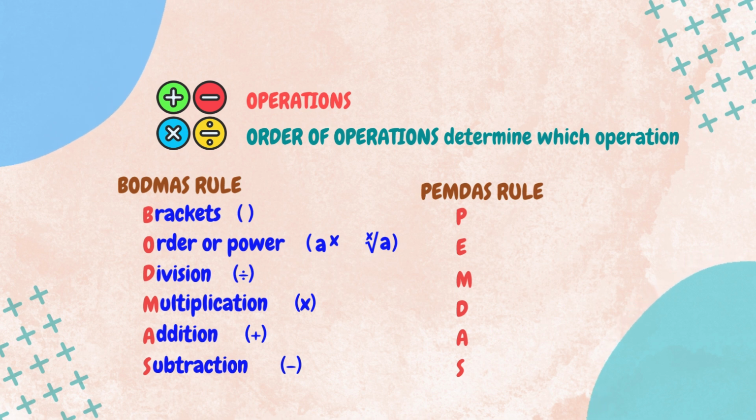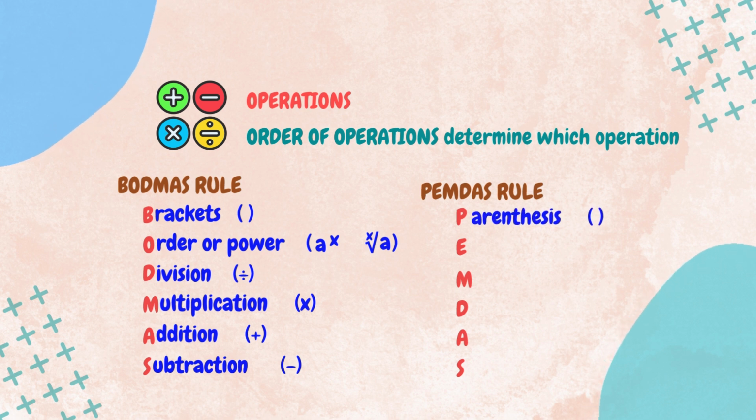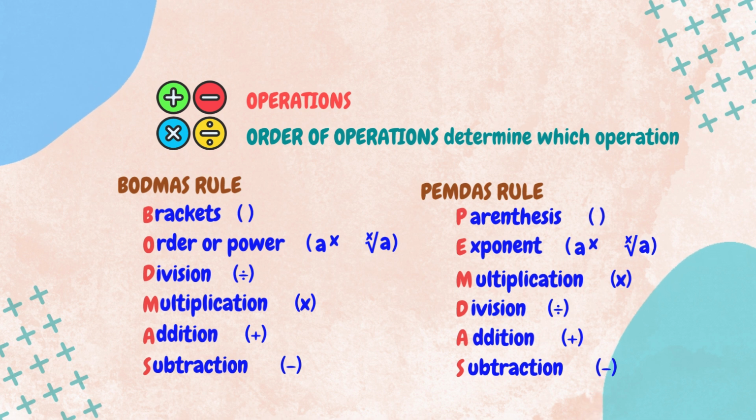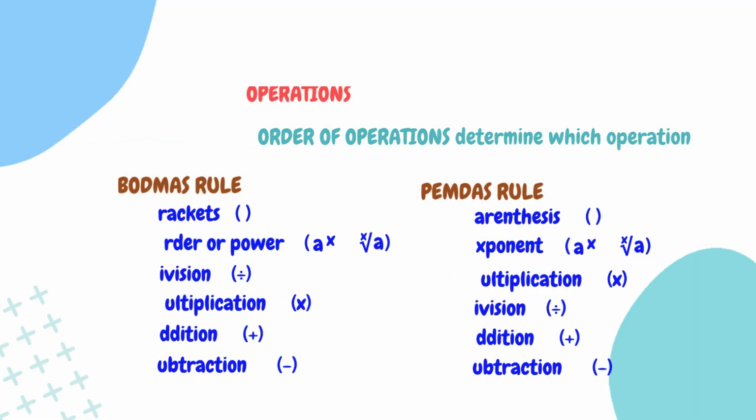The PEMDAS rule. According to the PEMDAS rule, the order of operation should be P for parenthesis, E for exponent, M for multiplication, D for division, A for addition, and S for subtraction. Just like the BODMAS rule, if multiplication or division appear consecutively, perform the first one to appear. Let's consider a number of examples.